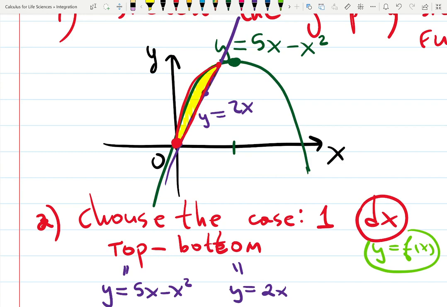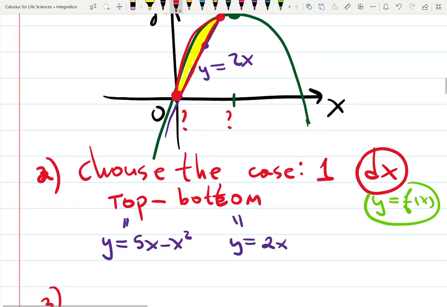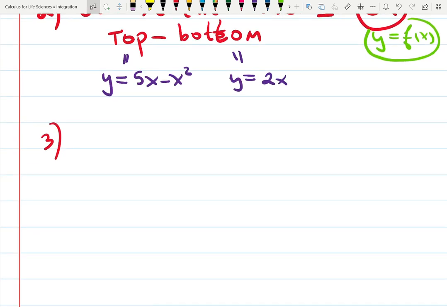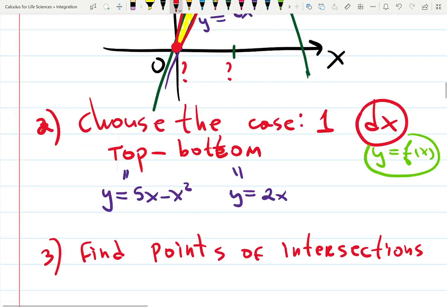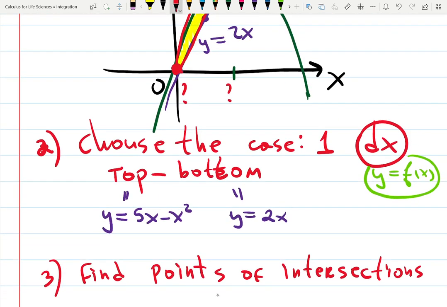x is running from what point to what point? And these points are coming from points of intersection. Step 3, find points of intersection. In this case, we just need x's. We don't need both points, x and y. We just need to know this x running from where to where.